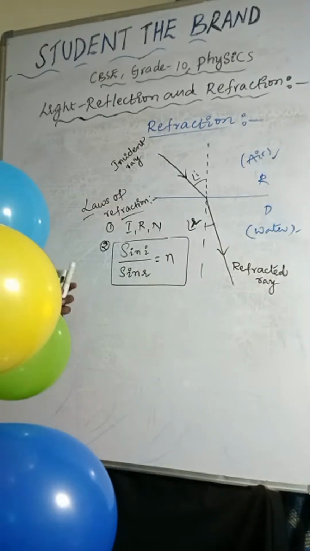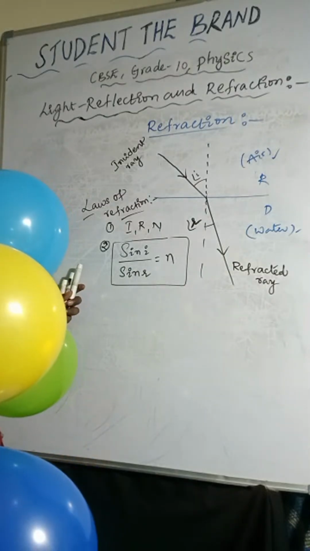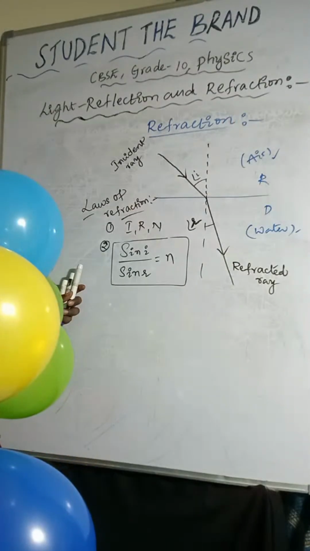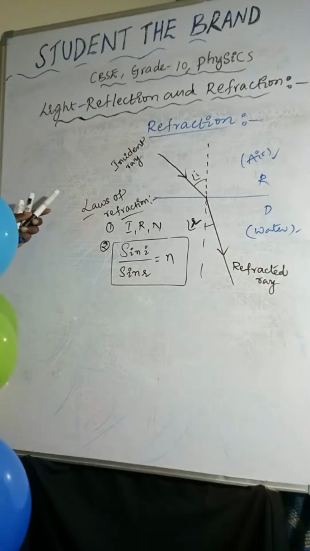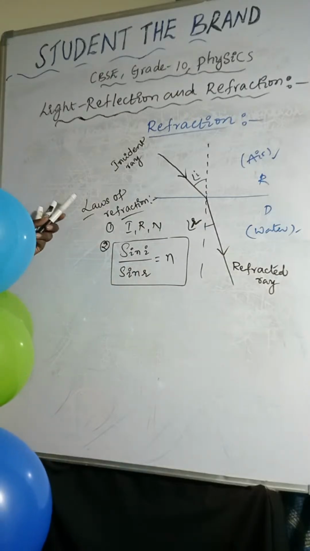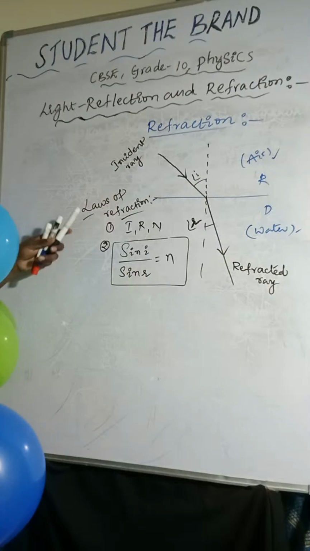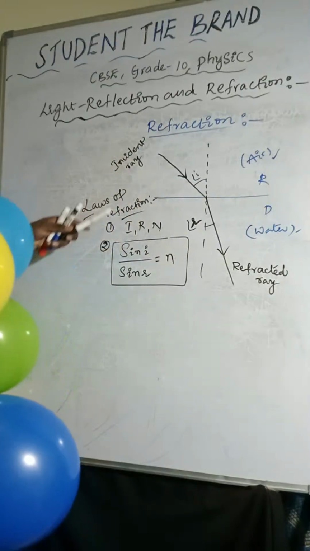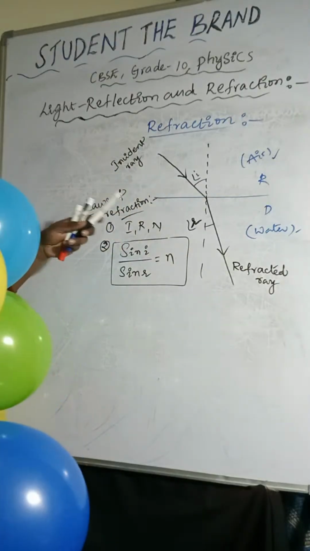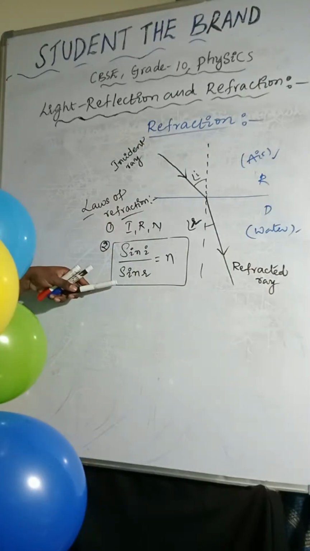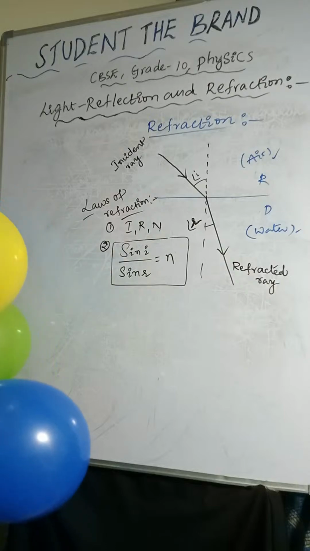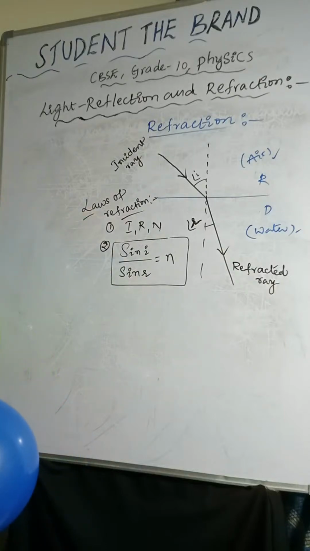Coming to laws of refraction. The incident ray, refracted ray, and normal line lie on the same plane, and the ratio of sine of angle of incidence to sine of angle of refraction is equal to a constant. So this is about the laws of refraction.